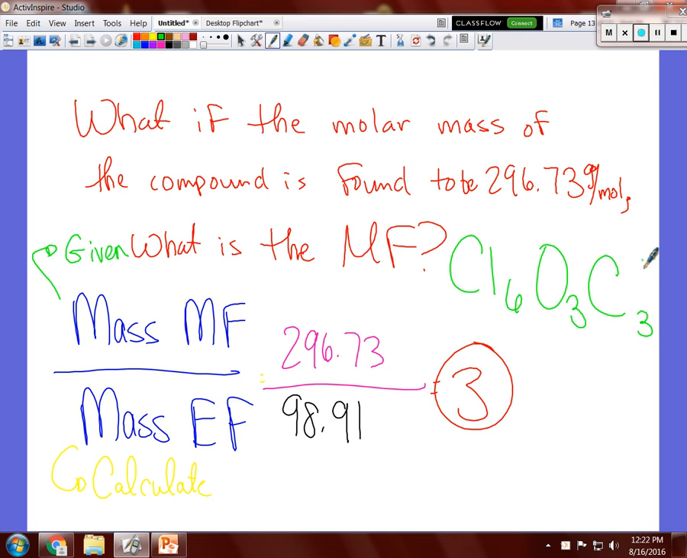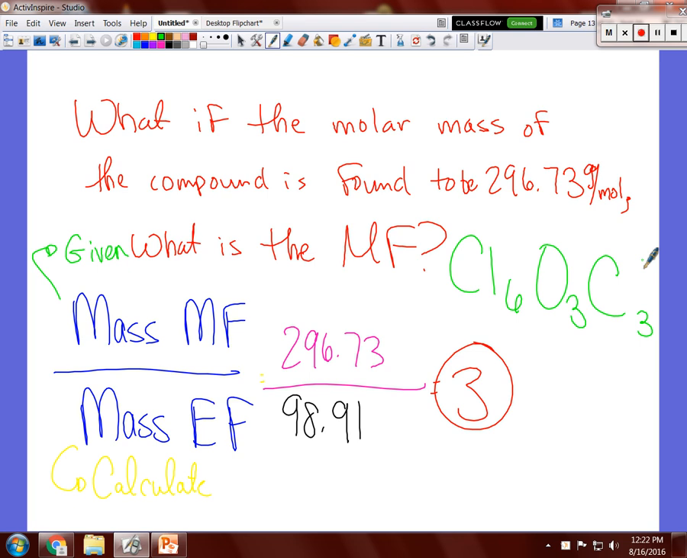All right, so here's the deal. If we're trying to figure out what the molecule is, if I handed you a bag and said in this bag there's a certain molecule, there's no way you can determine the molecular formula of that compound without knowing what the empirical is first. So you have to go through the process of determining the empirical to then determine exactly what the molecular is.